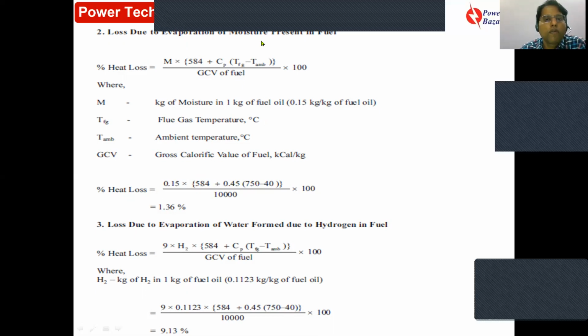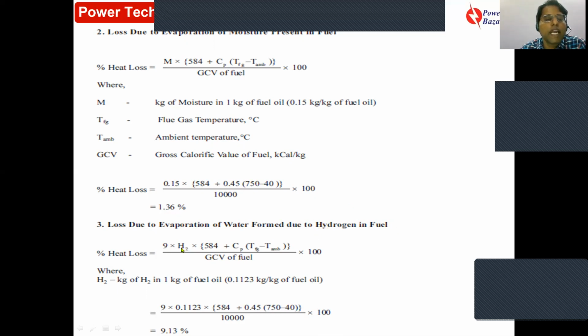Now, there is some moisture in the fuel. When it gets heated, the water vapor is taken away, so it takes some heat loss. This heat loss is 1.36%. Now there may be some hydrogen in the fuel, and this hydrogen will react with oxygen and form water. This water will be evaporated, taking some heat from the furnace. So this is the loss due to evaporation of water formed due to hydrogen in fuel.